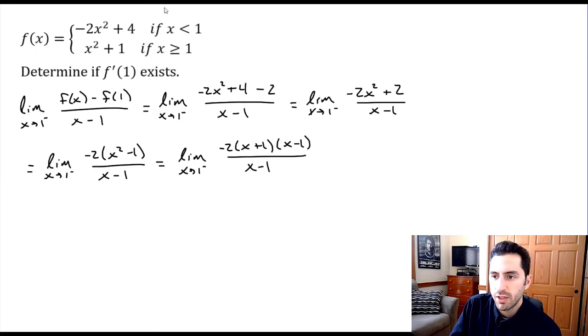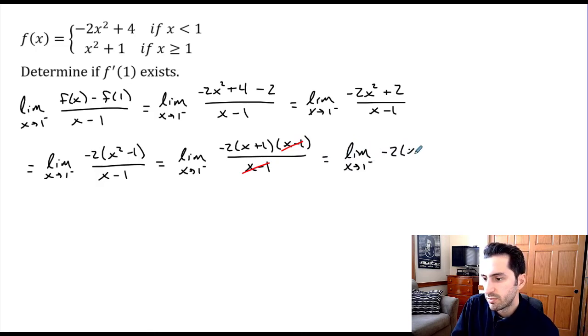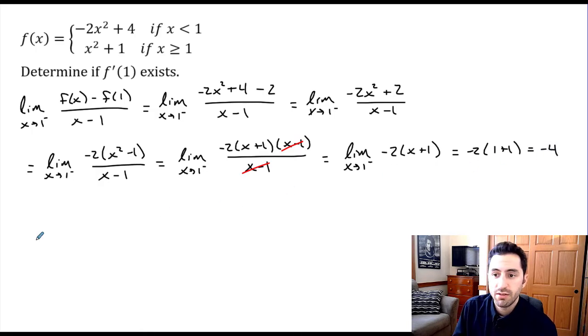So that works out for us because now we have this common factor that will simplify. So the x minus 1 will cancel out. And then all we're left with for our limit is negative 2 times x plus 1. And now we can evaluate this by just plugging in 1. So we end up with negative 2 times 1 plus 1. So we get negative 4. So that means as I'm approaching from the left-hand side, the slope of my tangent line is approaching negative 4.